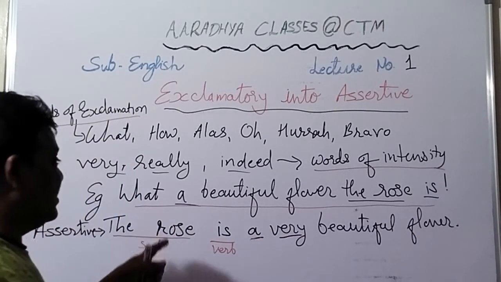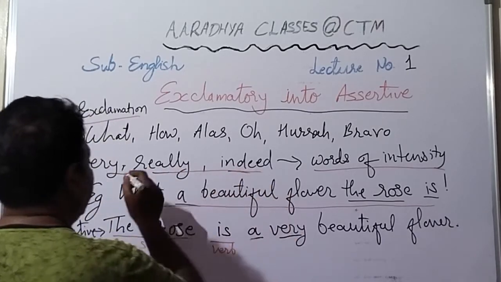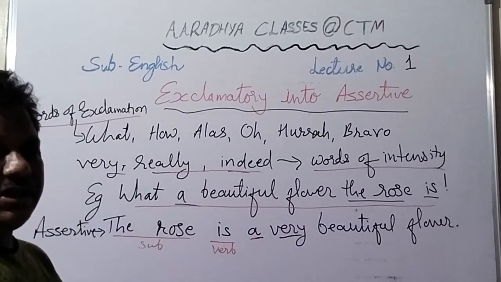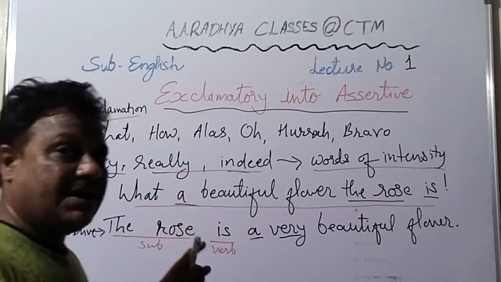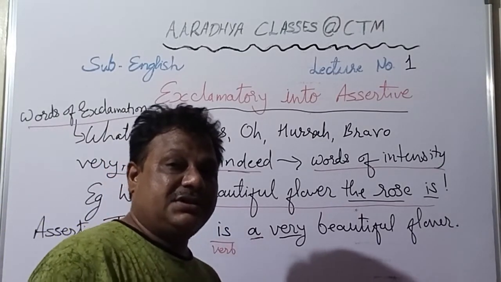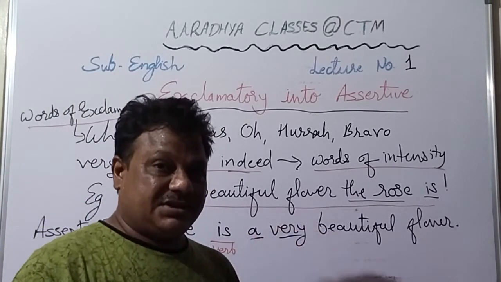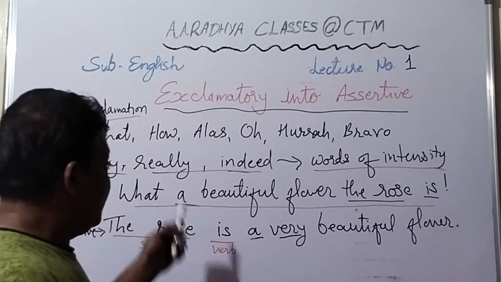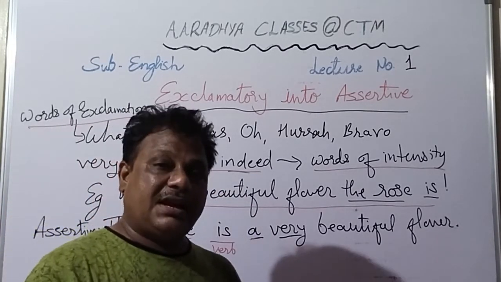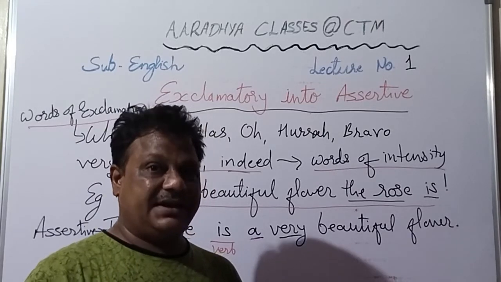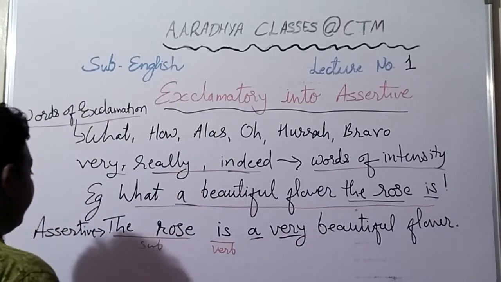Now in the same sentence, I told you students earlier also that while using this very, really and indeed, you will have to be a bit careful. Here article a is there, so no problem, but when article an is used in certain sentences, when you convert them into assertive, if you are using very, really and indeed, sometimes article an will be converted into a, and in certain cases it will remain an only. I'll just explain to you with one more example.